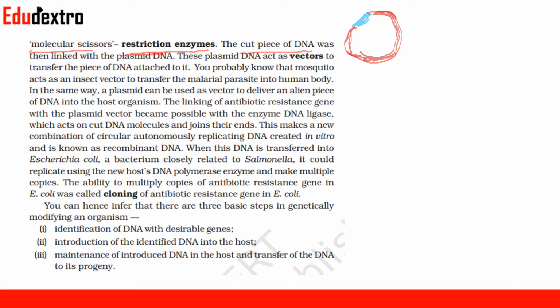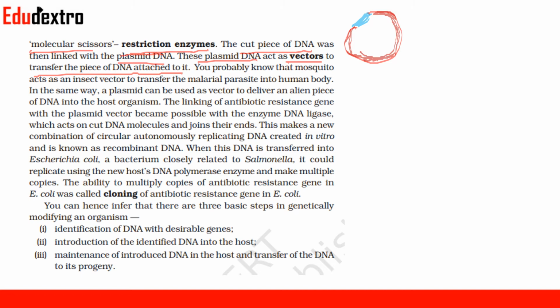The cut piece of DNA was then linked with the plasmid DNA. So this blue colored piece of DNA was then linked with another plasmid DNA. This other plasmid DNA acts as a vector to transfer the piece of DNA attached to it. So this piece of DNA to which you will be attaching the foreign piece of DNA is a vector.